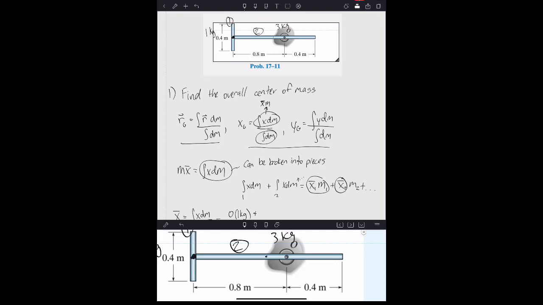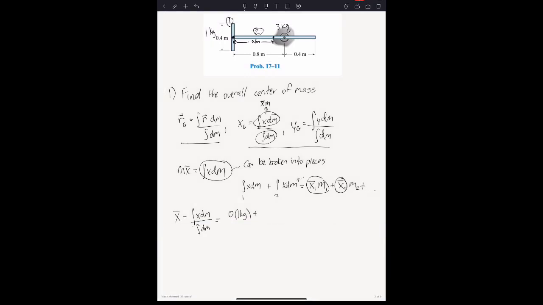The second rod has a center of mass here. The overall length is 1.2 meters, so the distance between here and here is, what did I say? 0.6 meters. That is the overall length. So that is x bar for the second object. So I'm going to add 0.6 meters times, what did we say the mass was? 3 kilograms of that object. 3 kilograms, again, divided by the total mass.